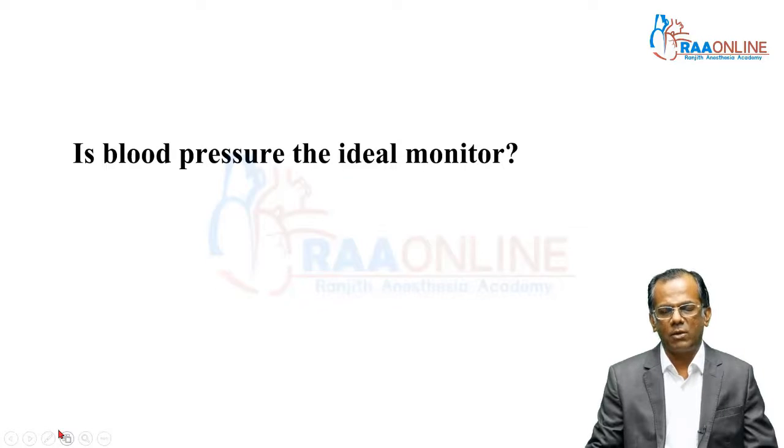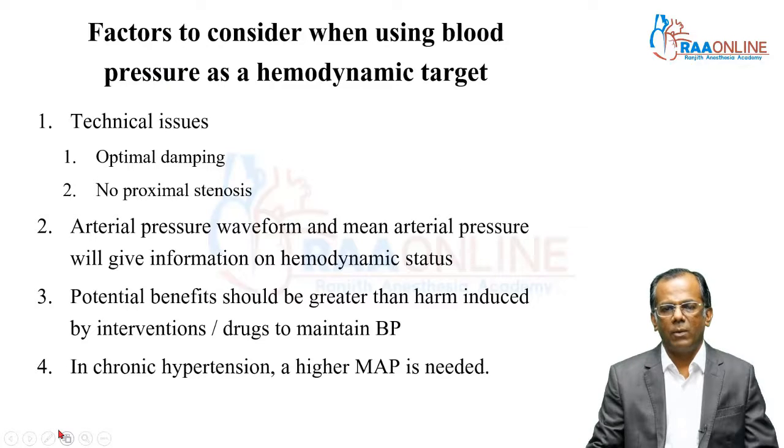Three monitors which we commonly use are the blood pressure monitor, the CVP monitor, and the pulmonary artery catheter monitoring. Now, is blood pressure the ideal monitor? When we consider using blood pressure alone as a hemodynamic target, we have to think about a few things like technical issues. There should not be any proximal stenosis to the site of monitoring.